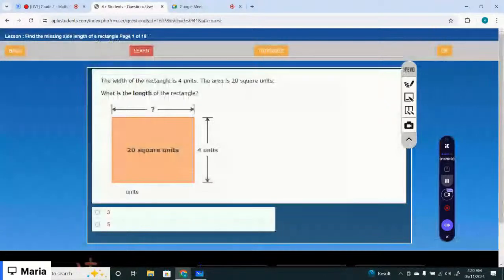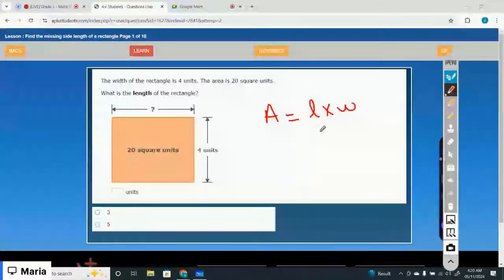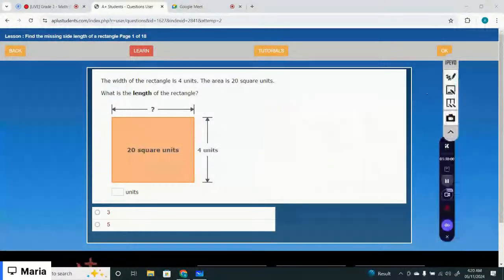The length of the rectangle is 4 units. The area is 20 square units. What is the length of the rectangle? So you are given the width 4, right? You have the formula: area equals length times width. You have width is 4. You need to calculate 4 times what number is 20. So yes, 4 times 5 is 20. So that means the length is 5. Very good. Option number 3 is the correct option.